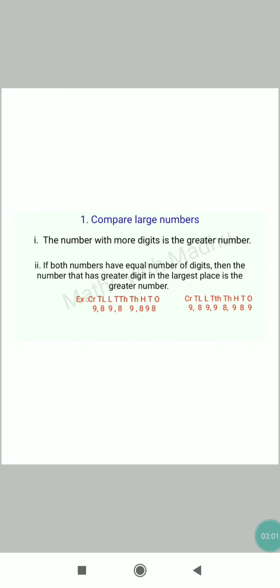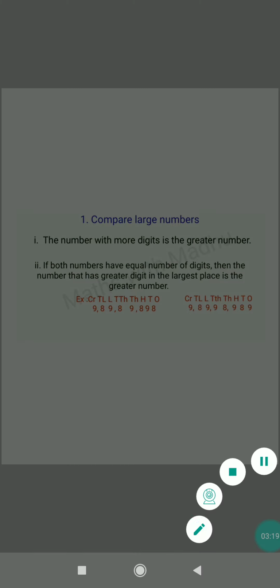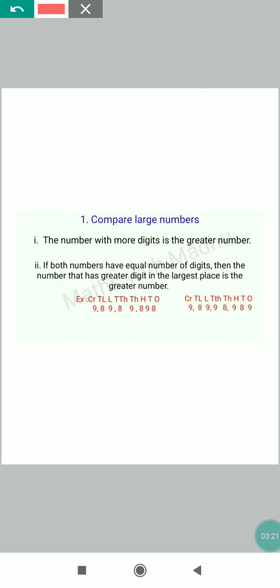Now the second one, which was quite difficult for you to do, we are going to talk about now. It is written: if we have an equal number of digits in both the numbers, then in that case what do we have to do, students? We will start reading the number from the first place, meaning from the left side. This is the left side and this side is called the right side. So we start reading the number from the left side.